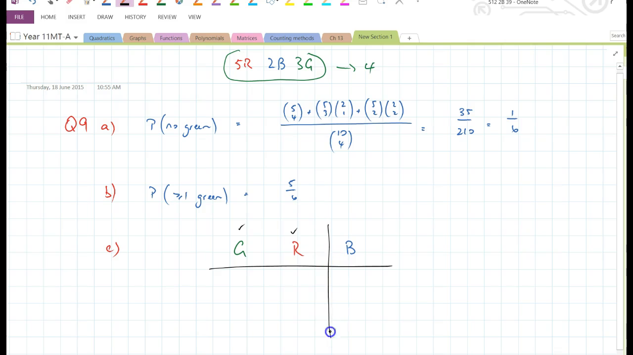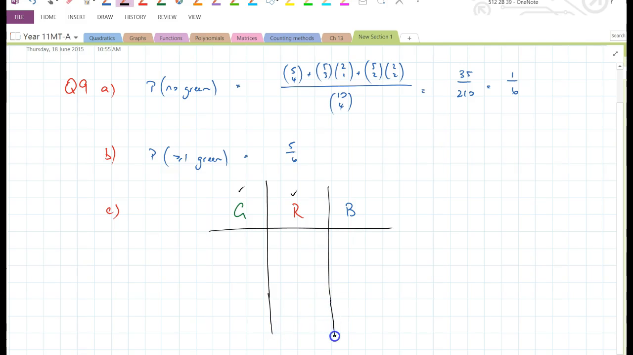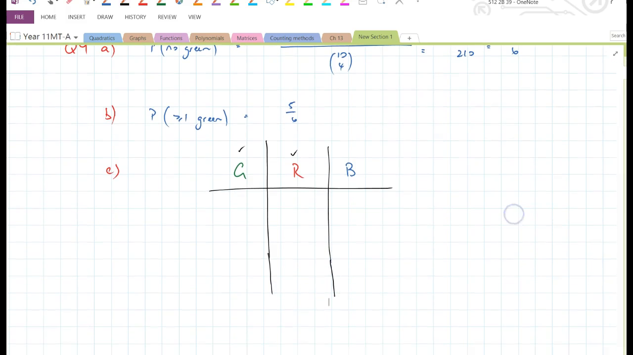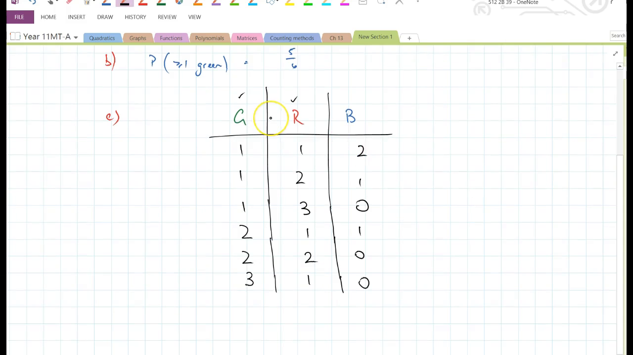If we have a look at making a table here, then our outcomes that work, given that we're taking 4 balls, will be 1 green, 1 red, 2 blue; 1 green, 2 red, 1 blue; 1 green, 3 red, 0 blue; 2 green, 1 red, 1 blue; 2 green, 2 red; and finally I think 3 green and 1 red, with 0 and 0 there. Okay, they're the outcomes that satisfy 1 green and 1 red.